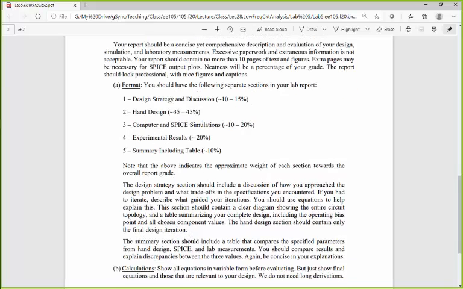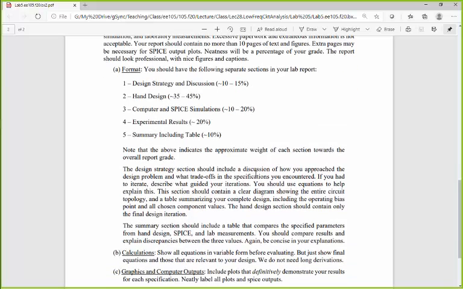Just a little more detail on this. So the design strategy section, that should include a discussion of how you approach the design problems. What trade-offs in the specifications did you encounter? And so this is something where you already know the equations necessary to make many of these specs. And so you can use those equations to say, well, if I increase this, that would have gotten smaller, and I would have not made that design spec. It's that kind of analysis, that kind of discussion that we want to see in this design strategy and discussion part there.